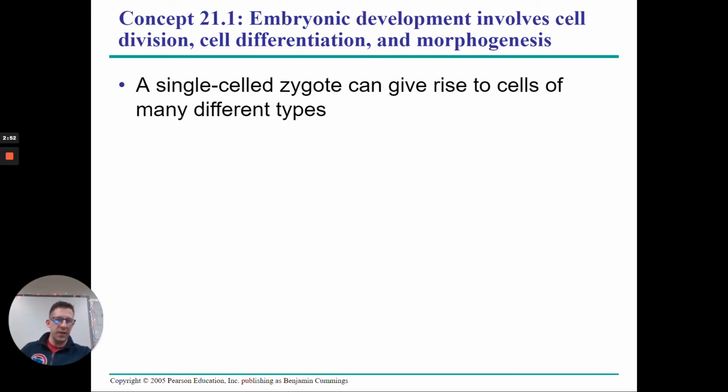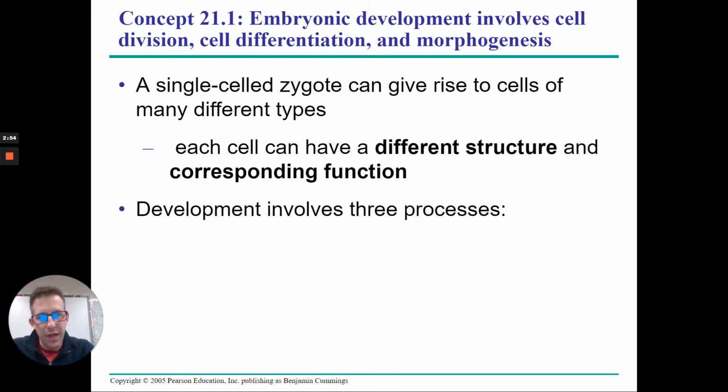Okay, we're going to start at the beginning. We're going to talk about how embryonic development involves cell division, cell differentiation, and morphogenesis. So I mentioned before that a zygote can give rise ultimately to what we know to be ourselves, right? That we are walking, talking humans with a certain type of eye color or hair color or skin color, whatever it might be.